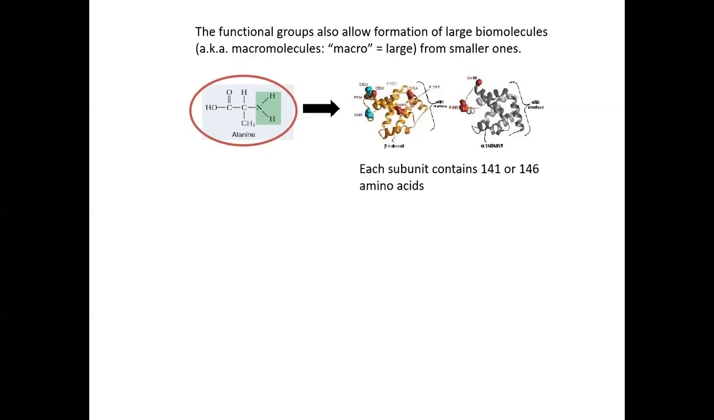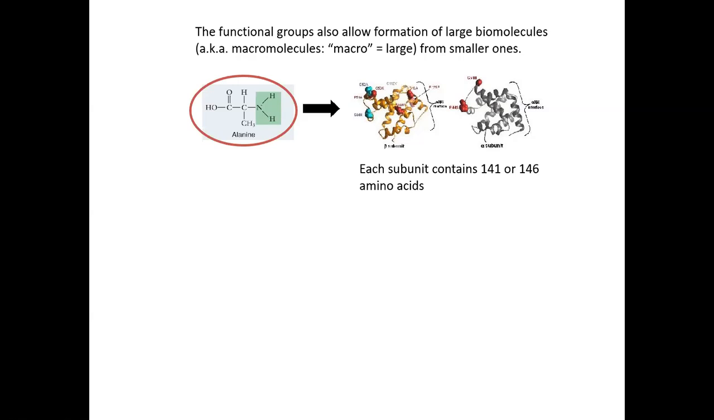And one of the themes of this class is the structure and function relationship. So if you change the structure of a molecule, you change its function. So anyways, one of these will have either 141 or 146 amino acids. This other one, called an alpha subunit, also has a number of amino acids being linked together, taking on a particular shape.